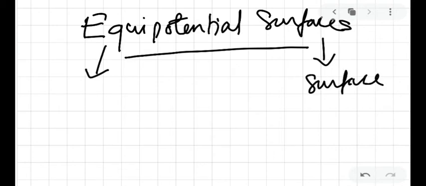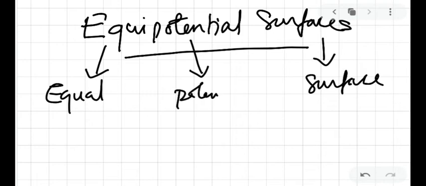Here the prefix equi refers to equal, and obviously you know what potential is. Potential is the amount of energy required to move a unit charge or assemble or disassemble a unit charge. So you have equal, potential, surface. A surface is a two-dimensional mathematical thing.